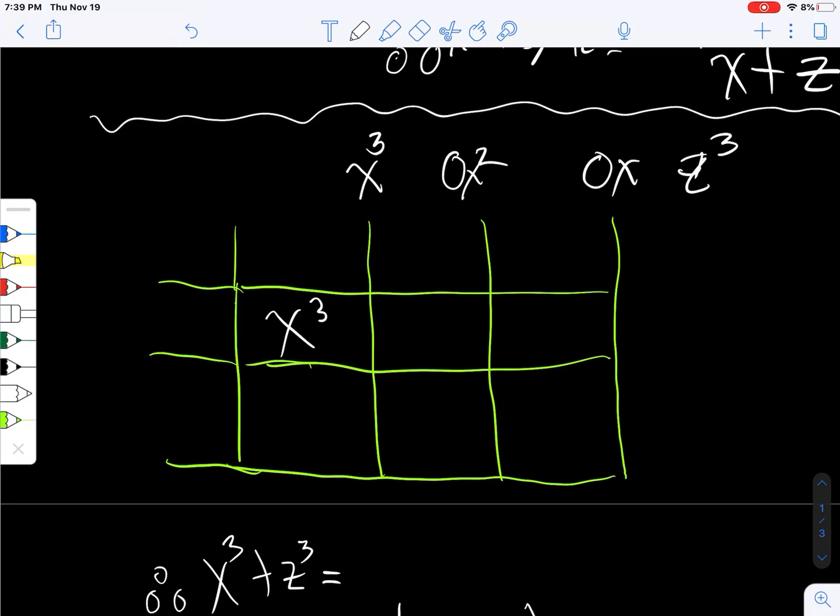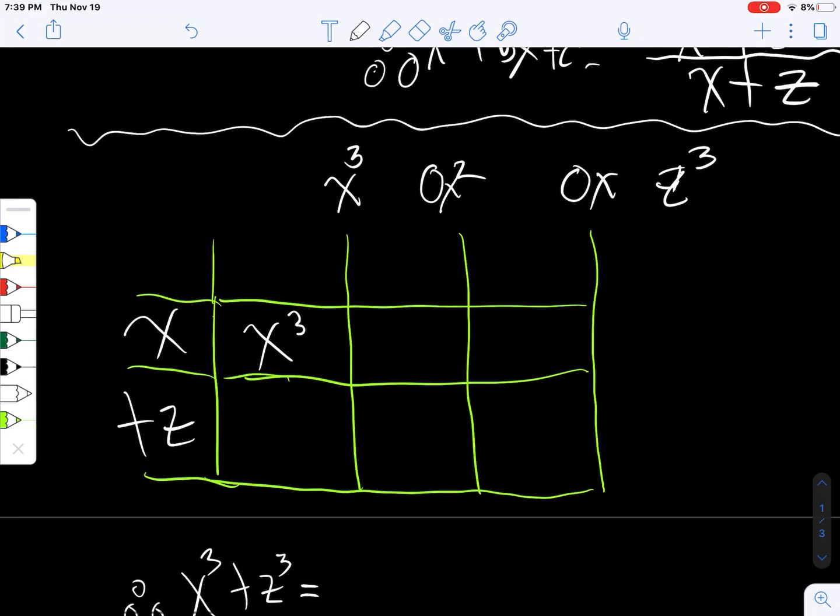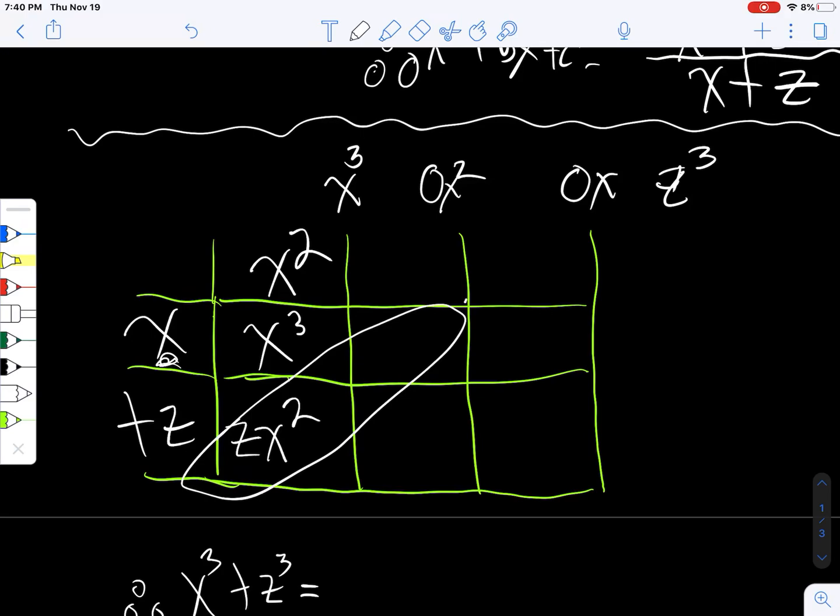So I know that the factor that I do know is x plus z. What does x multiply by to get x cubed? x squared. Then I do x squared multiplied by z, which gives us zx squared. Remember that z is just a number. It could be 2, it could be 3. So it's like saying 2x squared. I know that this diagonal has to add to 0. So if that's zx squared, this is negative zx squared. What do I multiply x by to get negative zx squared?